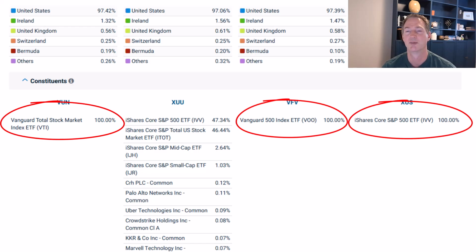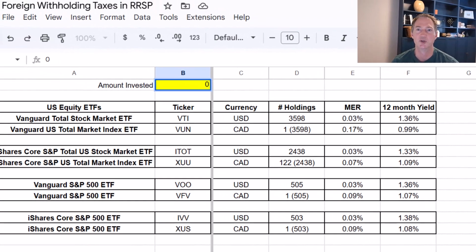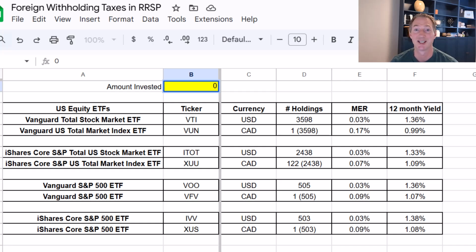Let's say you purchase VFV. Really all you've done is purchase VOO. And VOO, again, holds the 505 largest companies in the US. So it's a way of buying all of those in a Canadian currency. That's why I've used these. Basically, they're the exact same because the Canadian version just holds the US ETF. And that's why the MER is slightly higher, because of the currency conversion and all that sort of stuff.